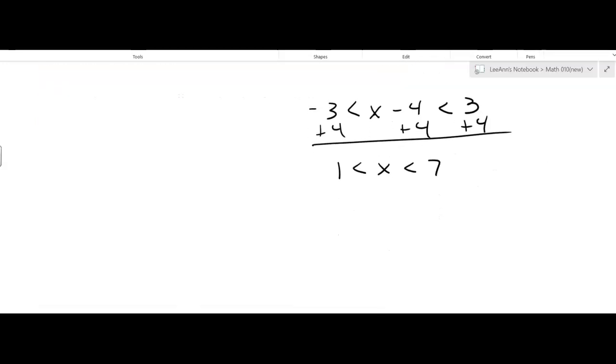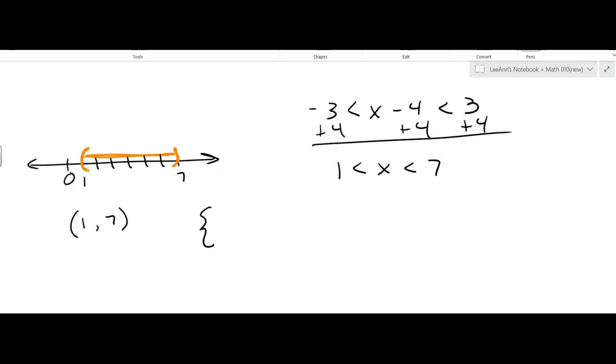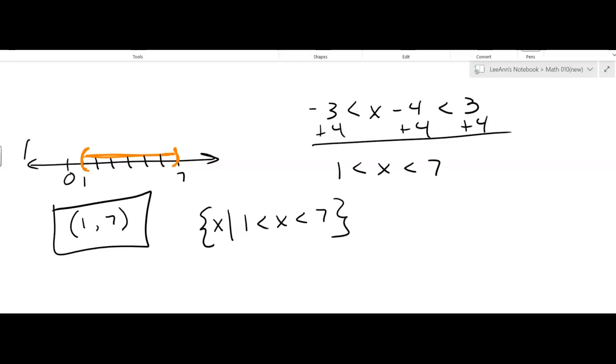They want me to graph it, so I can do that by making a number line. Here's 0, 1, 2, 3, 4, 5, 6, 7. And it's going to be between those numbers. Now, I don't have the equal to part, so I have to have parentheses. And then it's all those numbers in between. Those are the ones that will work. How do I write the interval notation? Parenthesis 1, comma 7, parenthesis. And in set builder notation, it's a set of x such that 1 is less than x is less than 7. Okay, but I like the interval notation. And here's the graph. Okay, we'll do something different for greater than.